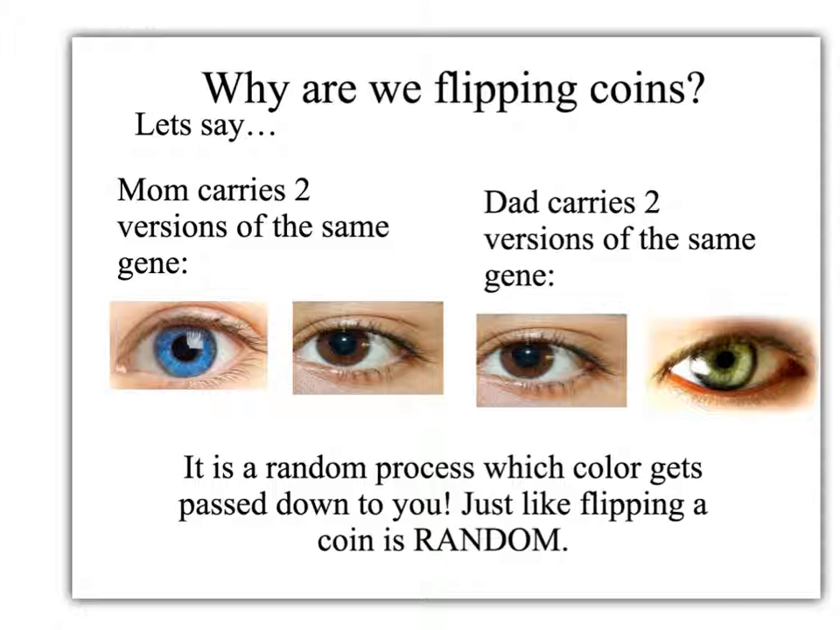So it's totally a random process which one is going to be passed down to you. Just like when we flip a coin, it's random. So your mom could either pass down her blue eye gene or her brown eye gene, and then your dad could pass down his brown eye gene or green eye gene. So it's totally random, just like when we flip a coin.